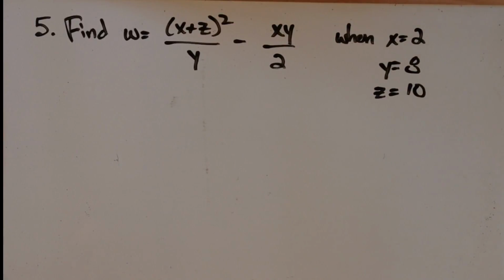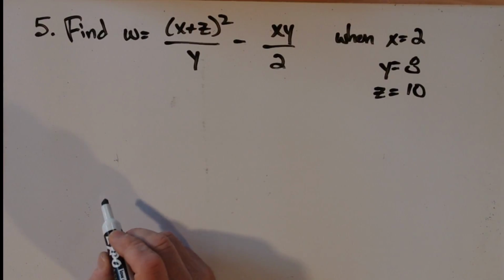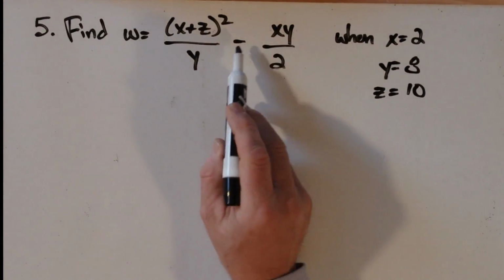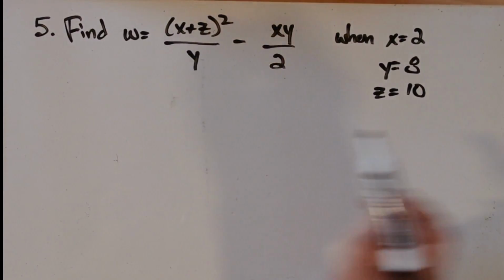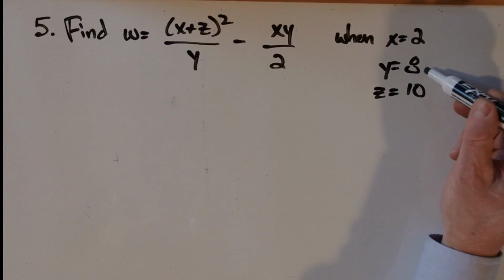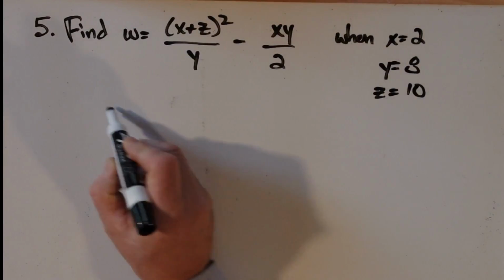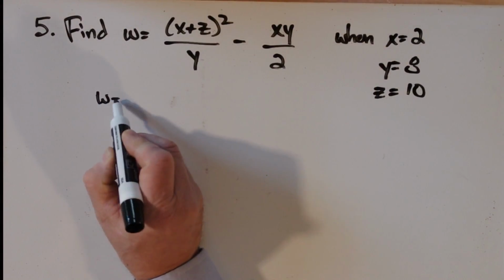This is problem number 5 on our first set of solving algebraic expressions. And here we're asked to find w when w is equal to the quantity x plus z squared divided by y minus the quantity x times y divided by 2 when x is equal to 2, y is equal to 8, and z is equal to 10.